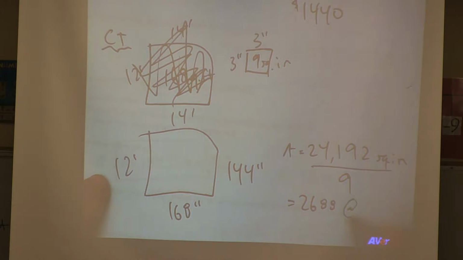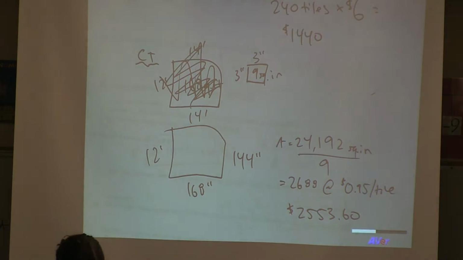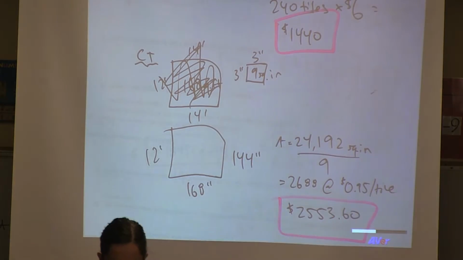At 95 cents per tile, that gives you a total cost of $2,553.60. So when I add these up, I get my total. Whew, the end.